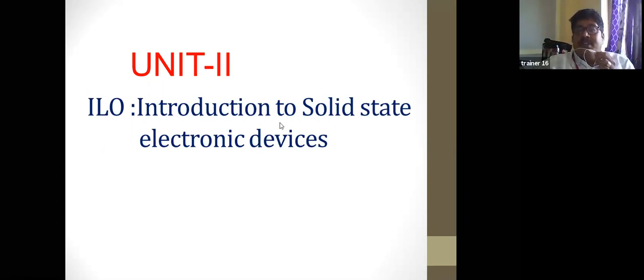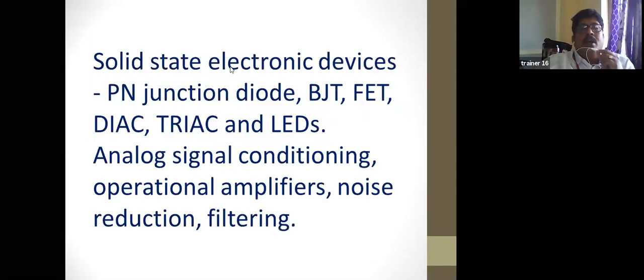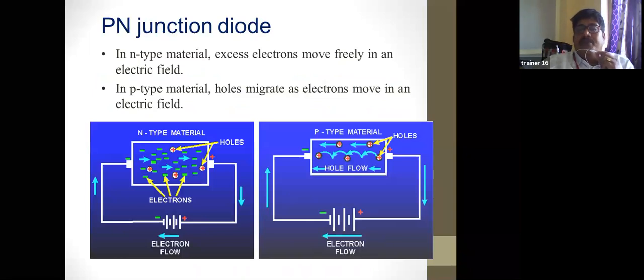I will summarize Unit 2 one by one. In Unit 2, we completely discussed solid state electronic devices: the PN junction diode, BJT (bipolar junction transistor), FET (field effect transistor), DIAC, TRIAC, and light emitting diode, along with analog signal conditioning, operational amplifiers, noise reduction, and also filters.